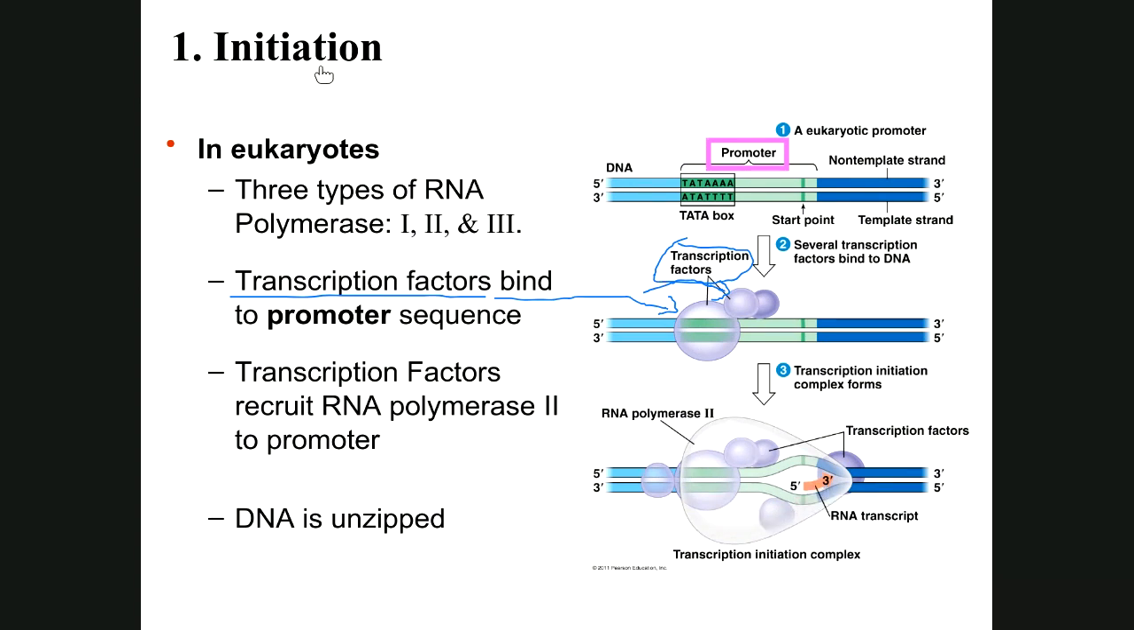Listen carefully. On the test, since I'm not going to test you on RNA polymerase 1 and 3, you can know eukaryotic RNA polymerase 2 as just simply eukaryotic RNA polymerase. So again, one more time. For the final exam, I'm not testing you on RNA polymerase 1 and 3. Therefore, you can know eukaryotic RNA polymerase 2 as just simply RNA polymerase.